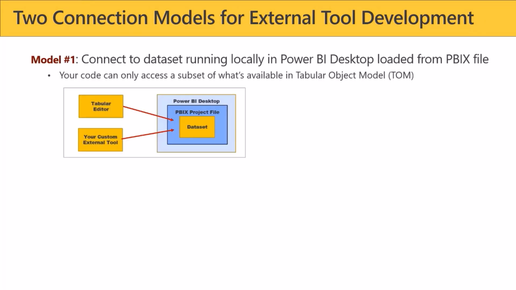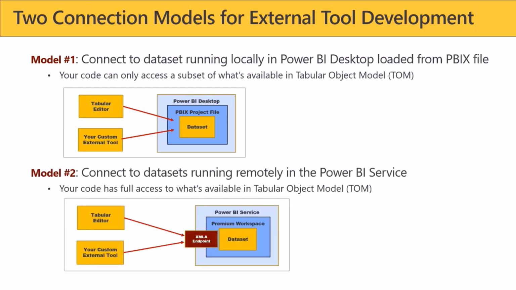Anyway, now there's two connection models. So the first one, Scott, is the one we're going to talk about today. And that is when, whether I'm using Power or a tabular editor on my machine, or I'm creating my own custom tool, it's going to just work locally. I could basically do this on an airplane with no internet connection. I'm just going to connect straight to the data set that's running locally in memory.